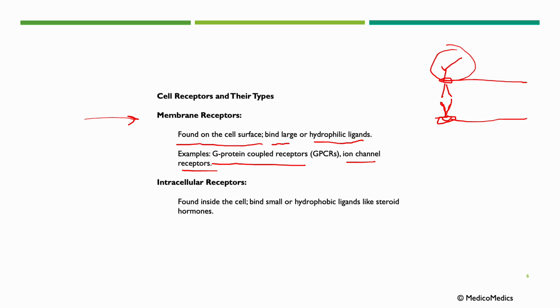So that's membrane receptors. Now we have intracellular receptors. These are found inside of the cell, and these bind small or hydrophobic ligands like steroid hormones. So receptors are like locks, right? And these locks open only if you have the right key, which here is the signal. Now, after this signal has been received, the cell has to process it. So let's see how this happens in signal transduction.